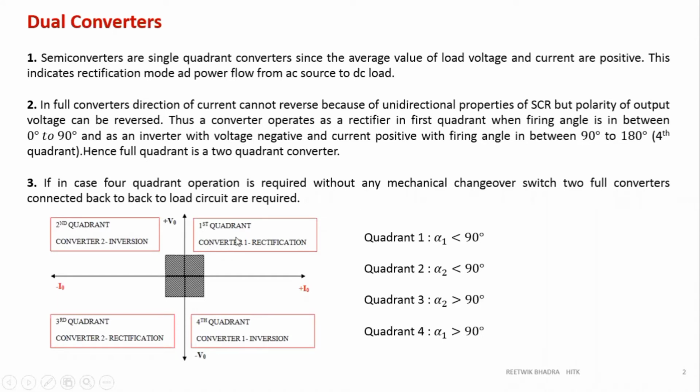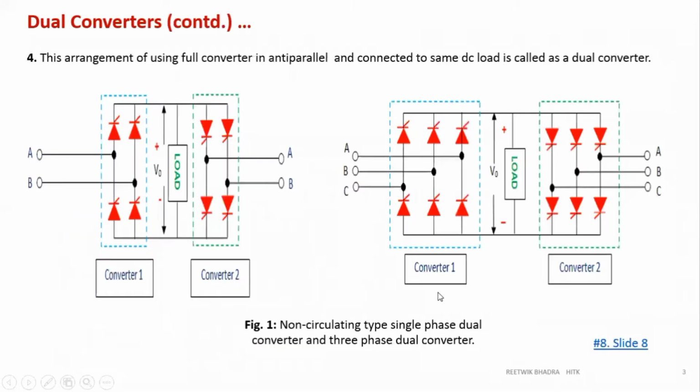Now, how it is done, we will discuss. These are the values of alpha which you have to use for quadrant 1, quadrant 2, and so on. You can understand it in the later slide. This alpha 1 means converter 1. In a dual converter, I told you, two converters will be there, the first converter and the second converter, and this alpha 2 is for the second converter. These are the conditions to operate it in the first, second, third and fourth quadrants. So we'll look into it.